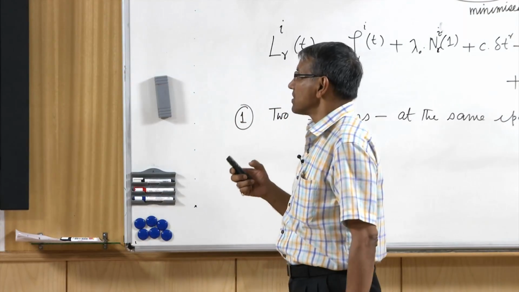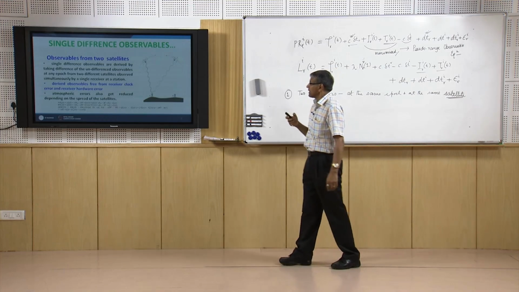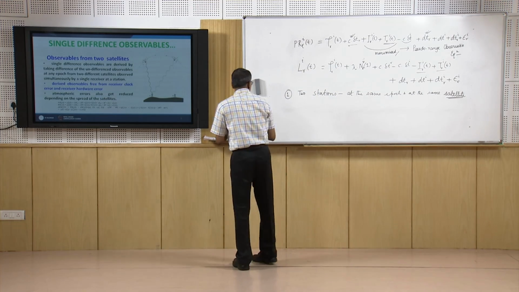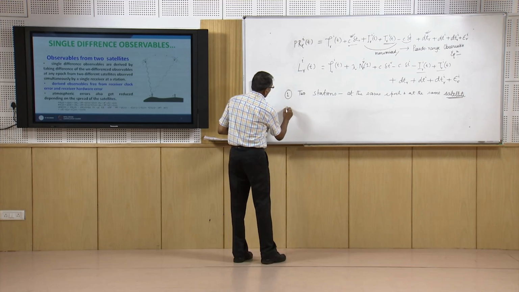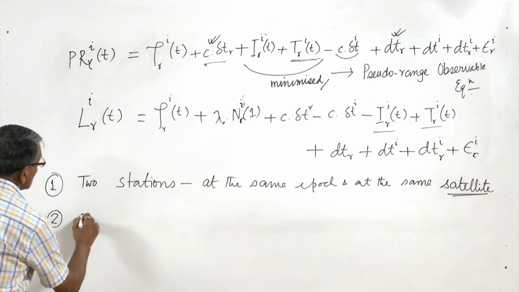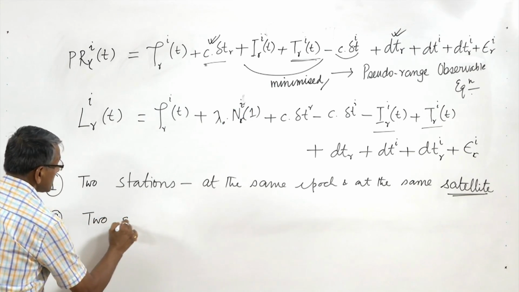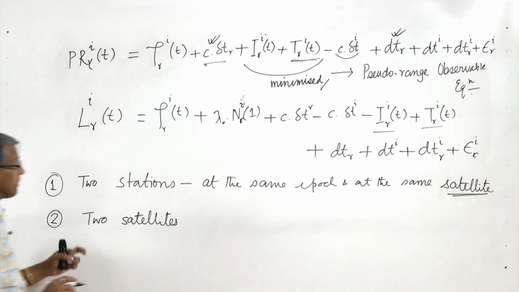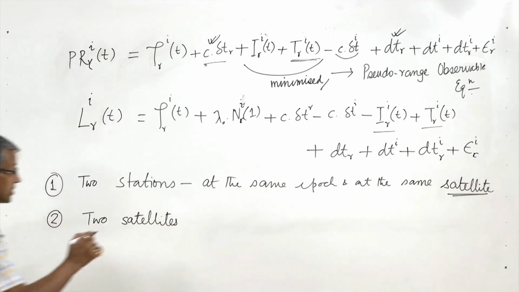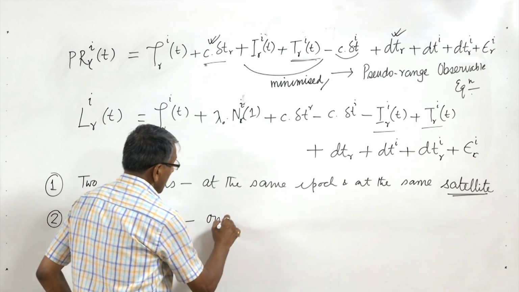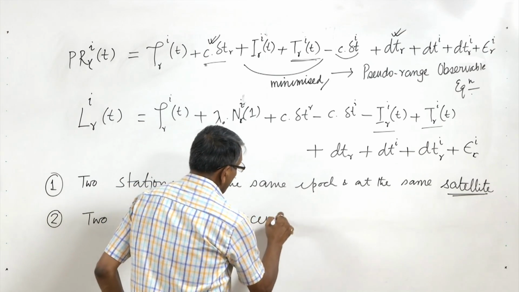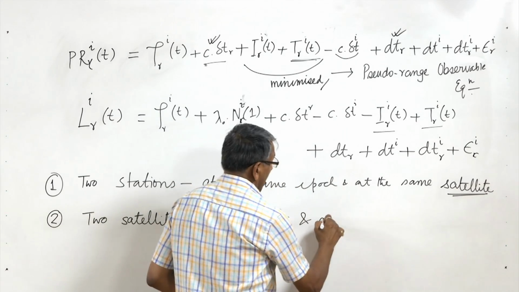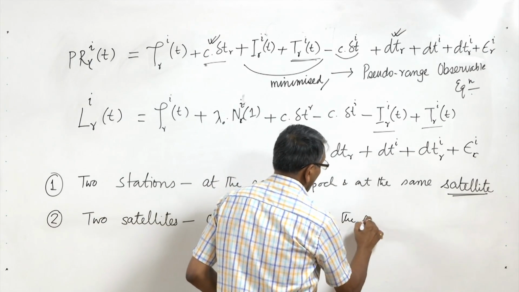Now, let us consider the second type of single difference GPS observable. In this case we take observables from two satellites, observables coming from two satellites to one receiver, at the same epoch.